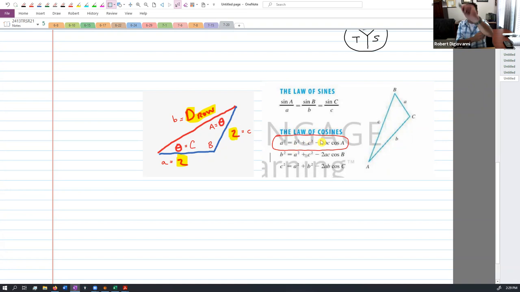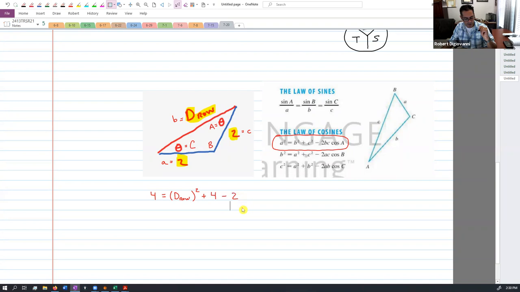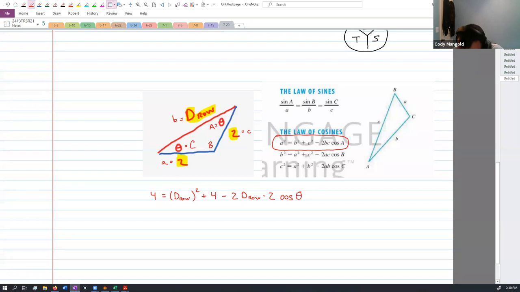You ready? A squared would be what for us? Four. Four must equal B squared. What's that? We don't know. The distance we row. Well, yeah. Right? Squared plus C squared. What's C squared? Four. Four minus two times what? Distance we row. Okay, which is B, right? Right. Times C, which is? Two. Two, and then cosine of theta, sorry. The angle A, which is theta. Y'all agree with that?